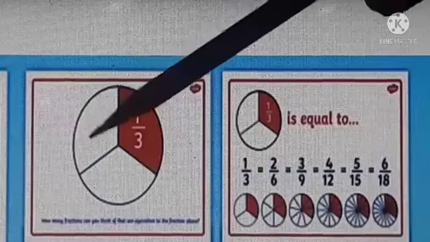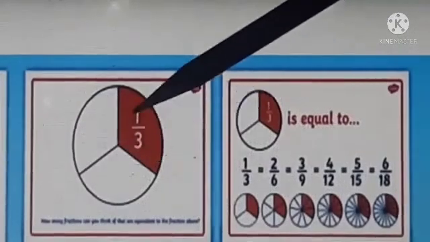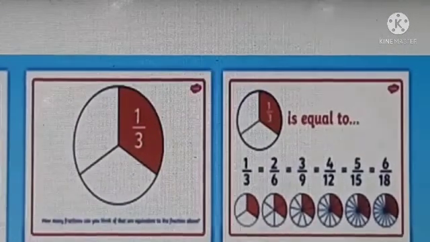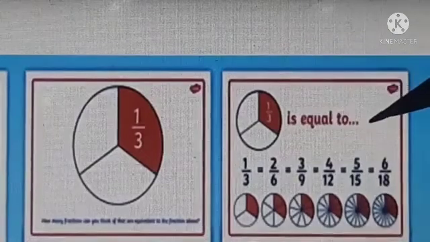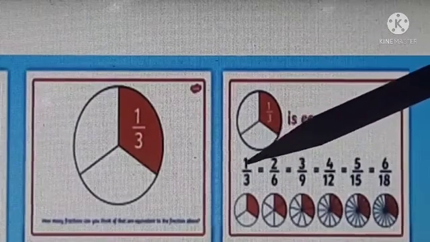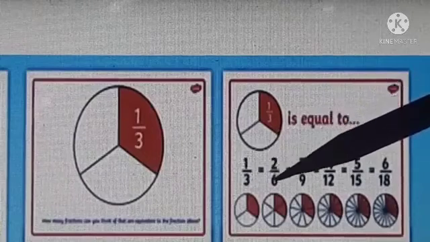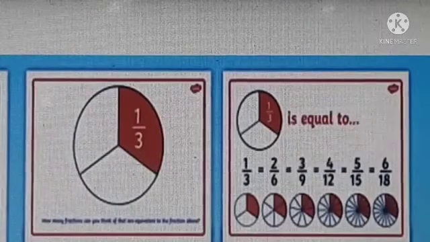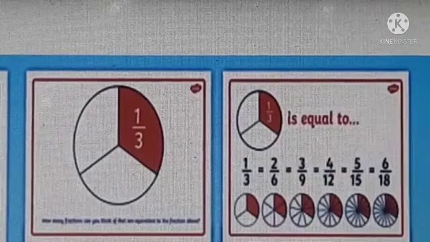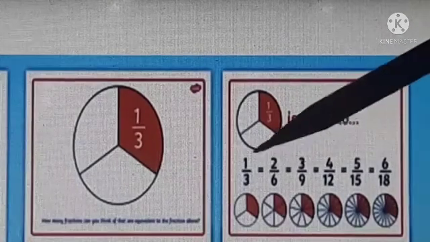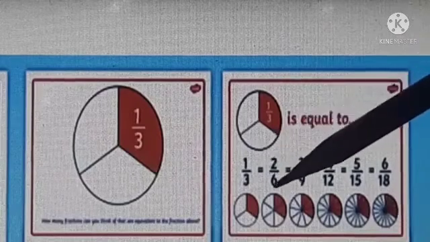A figure is divided into 3 equal parts and one part is shaded. So the fraction is 1 by 3. Now 1 by 3 is equal to 1 multiplied by 2 and 3 multiplied by 2. ऐसे ही निकालते हैं ना equivalent fraction, है ना? Same number we will take as a numerator and the same number we will multiply with denominator. So 1 by 3 will become equal to 2 by 6.